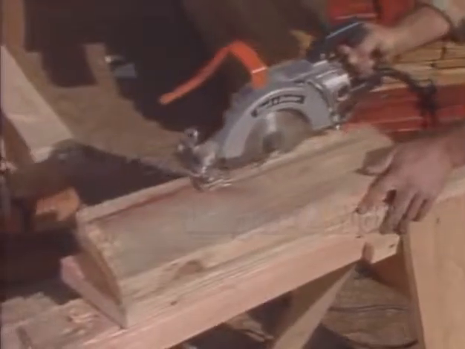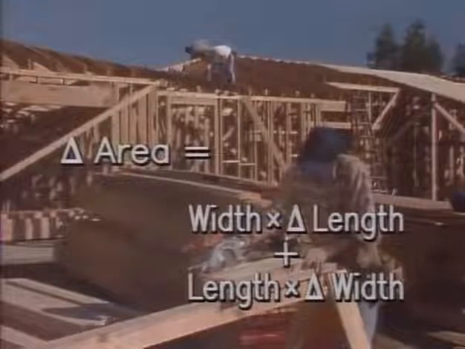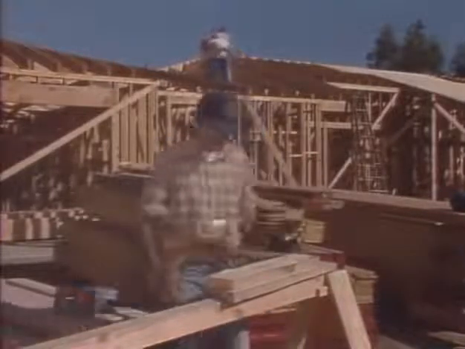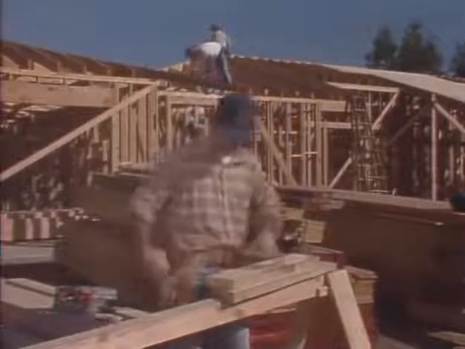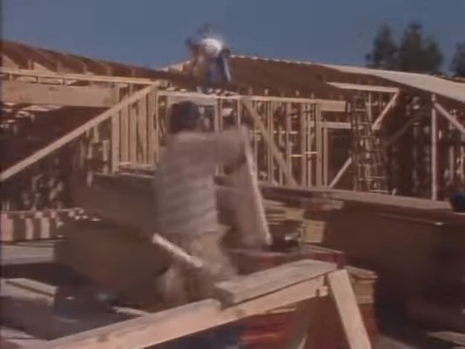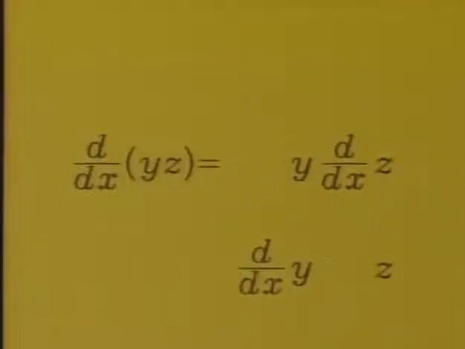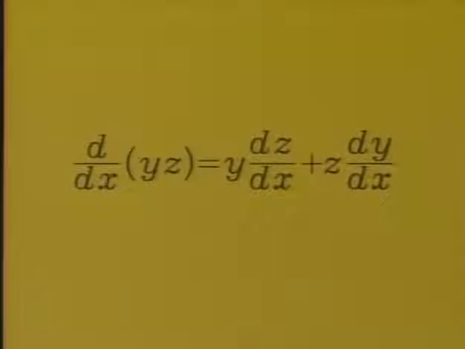The total change in area is the sum of these. That's true of the carpenter's product, and it's just as true in the language of differential calculus. The derivative of the product y times z is y times the derivative of z plus z times the derivative of y.